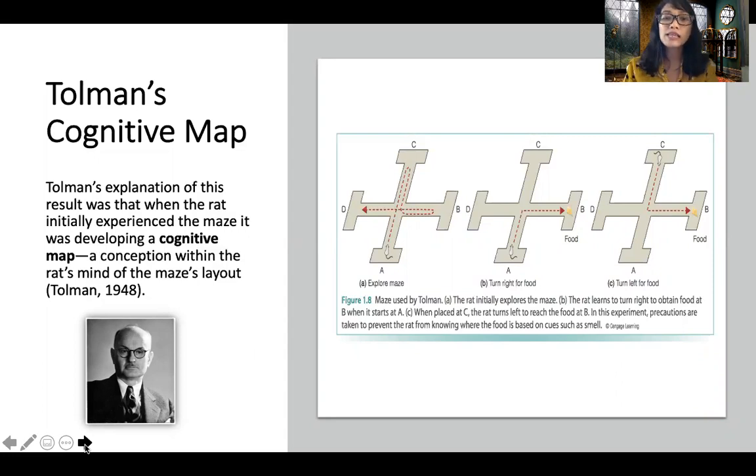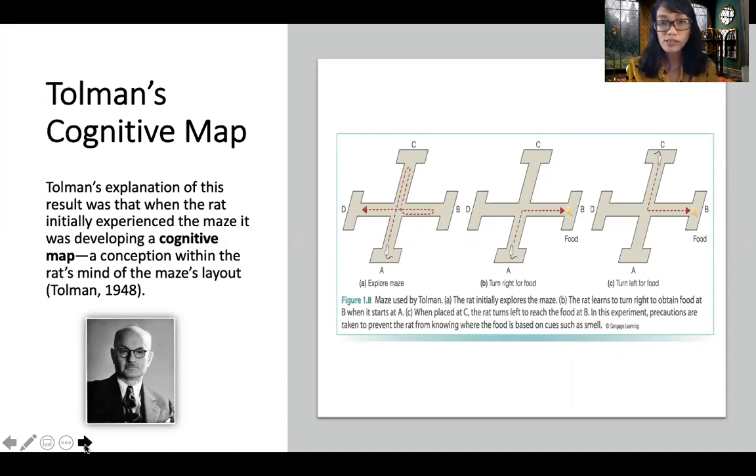So Tolman here places a rat in a maze like this, as you can see in this figure. Initially, the rat explored the maze, running up and down each of the alleys. After this initial period of exploration, the rat was placed at point A, and food was placed at point B. And the rat quickly learned to turn right at the intersection to obtain the food. This is exactly what the behaviorists would predict, right? The food is paired with the response, and then the rat will turn right.